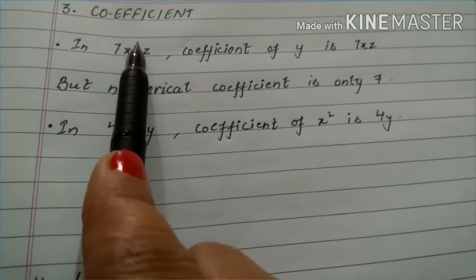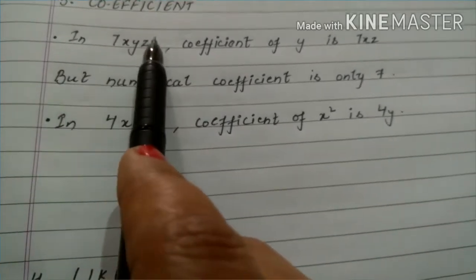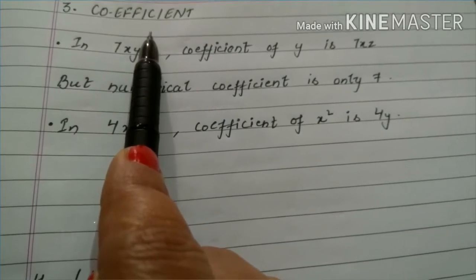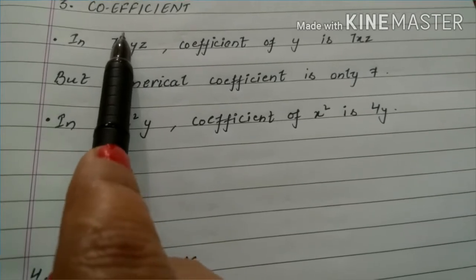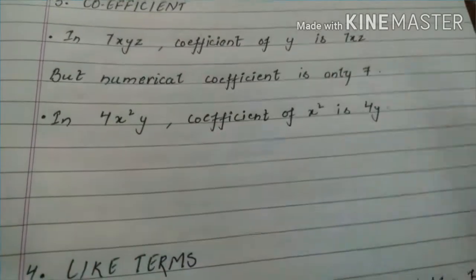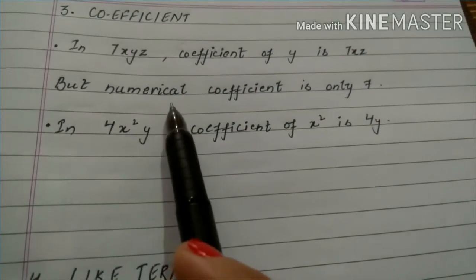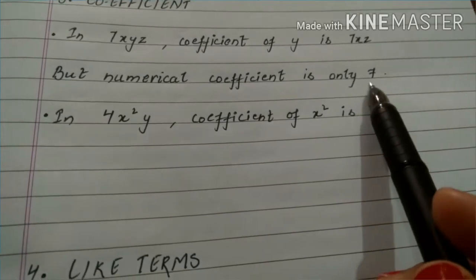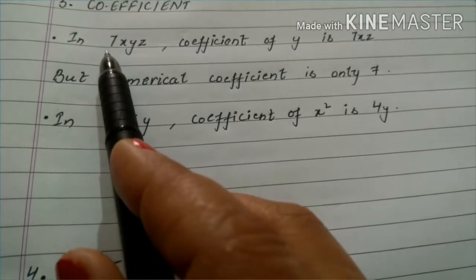That is 7xz. Similarly, if you want to find out the coefficient of z, your answer would be 7xy. If you want to find out the coefficient of x in this term, your answer would be 7yz. But if they are asking for the numerical coefficient, that is only 7, because the numerical value in this term is only 7.